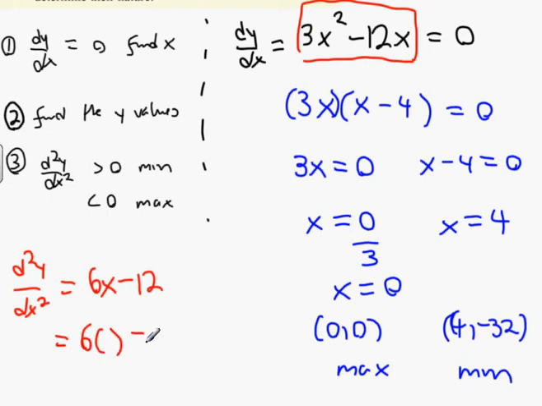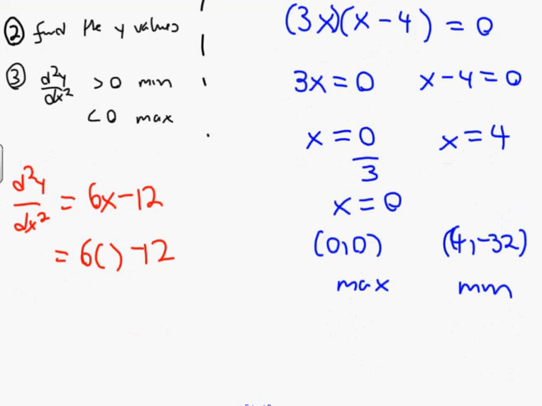We have to do it twice. What are the two numbers we use? The first one is 4. And that will give me 24 minus 12, which is 12. And the other one is 0. Just one second. 12 is greater than 0, hence it's a minimum. Minimum is bigger than 0.